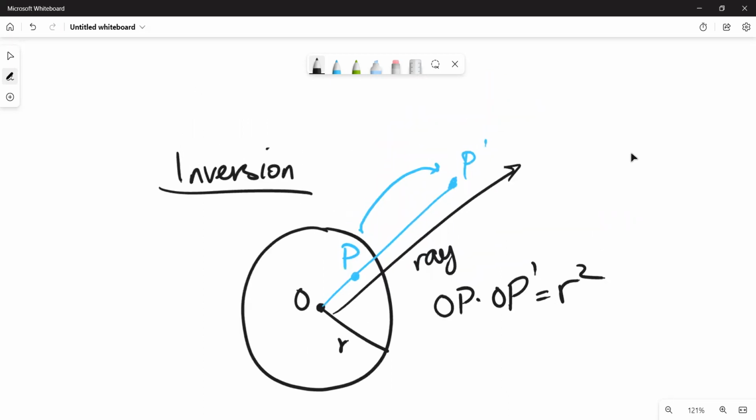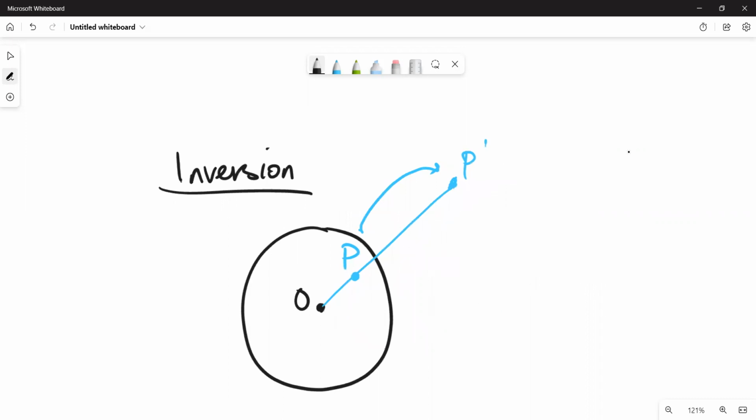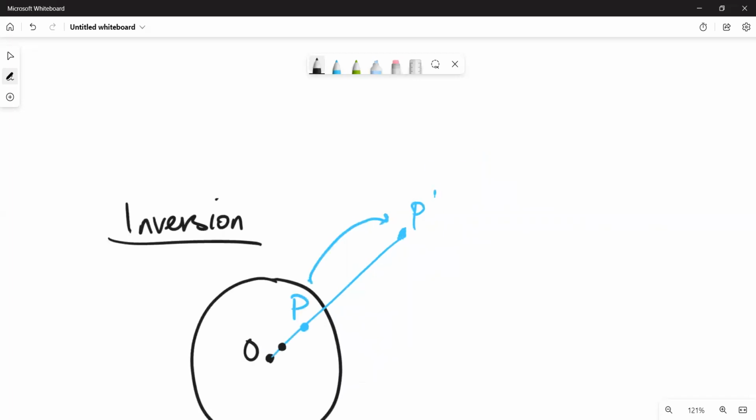A few properties that we must remember: first of all, the closer you get to the center, the further your reflection is. In fact, it goes to infinity when you approach O. So when you approach O, the image of that point would be the point at infinity. That's one of the properties.